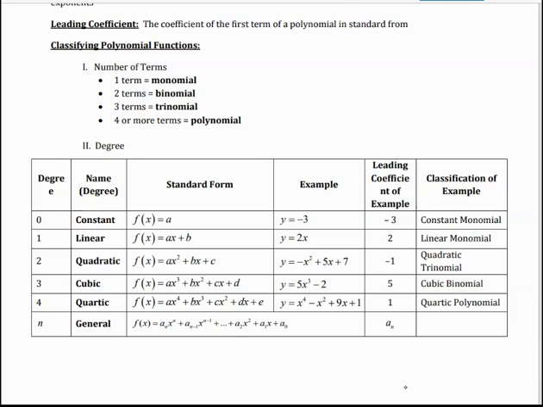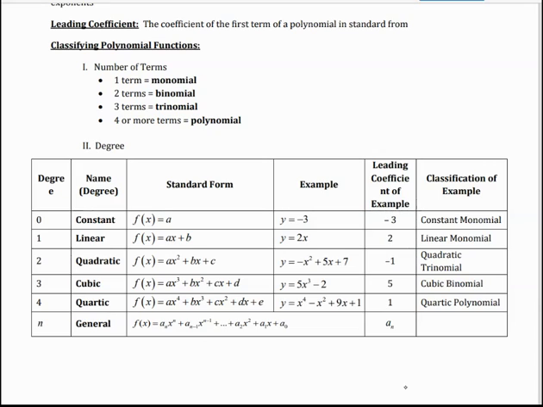Our next example, degree of 1, so that's linear, right? Y equals mx plus b form. In this example, the leading coefficient is 2, and I just have one term, so that would be a linear monomial. But remember, I could have linear binomials, right? Y equals 4x minus 3. That would be a linear binomial because there would be 2 terms.